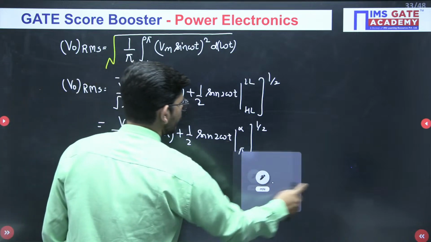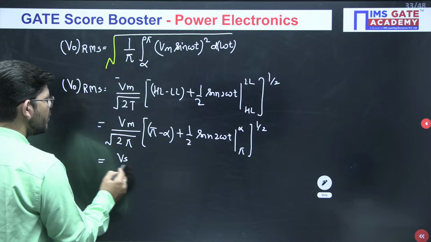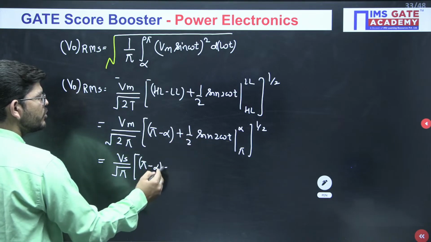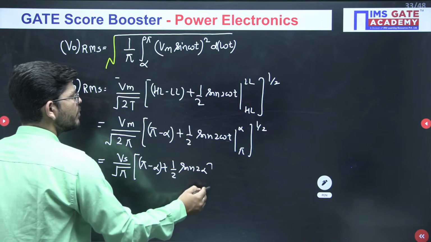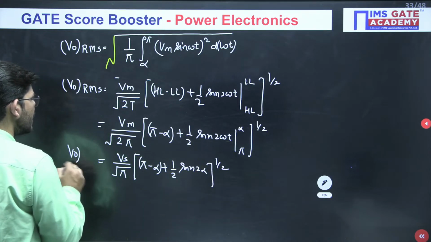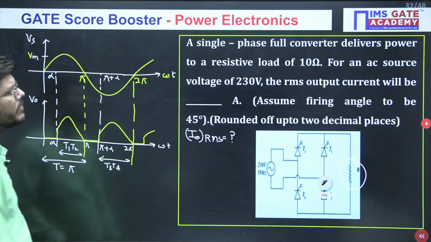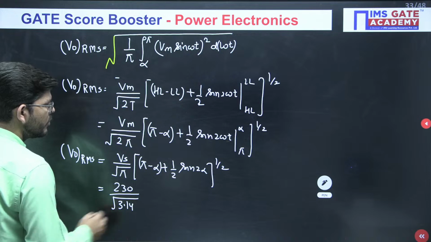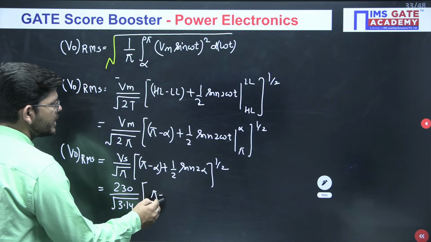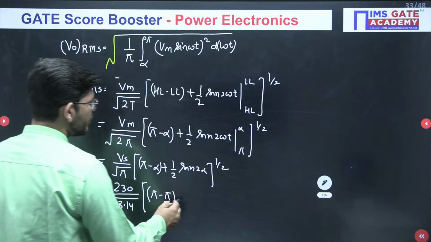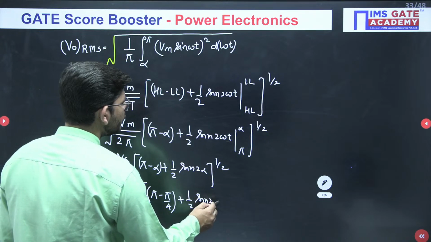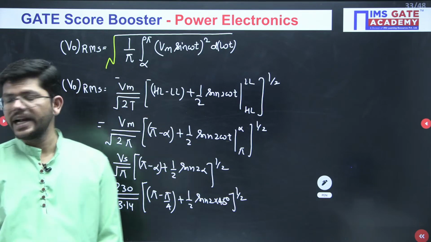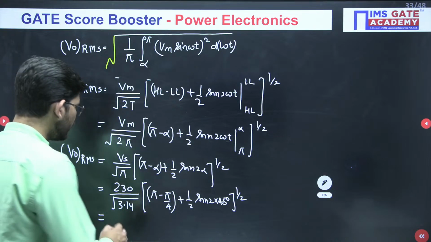Then what will you get? We may write it as Vm by root 2, which is Vs, upon under root of pi, and then pi minus alpha. When you put the limits and solve it, you will get half of sine 2 alpha, to the power 1 by 2. So this is what you will get as the RMS voltage. Now put the values. What is the value of Vs we have? It is 230 volt. So 230 volt divided by 3.14 under root pi minus alpha. Alpha is given as 45, meaning pi minus pi by 4, plus half of sine 2 alpha, here we will put in terms of degrees, and whole to the power 1 by 2. Now when you solve, you will get a voltage value of 218.04.